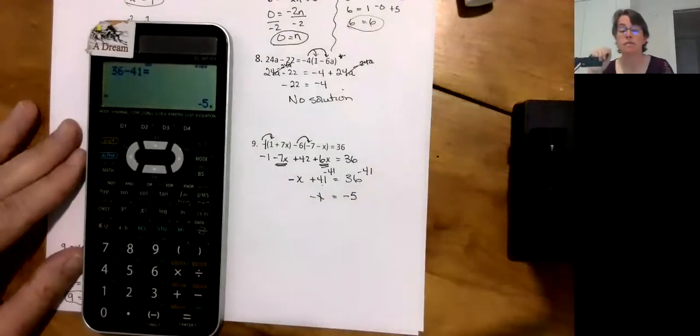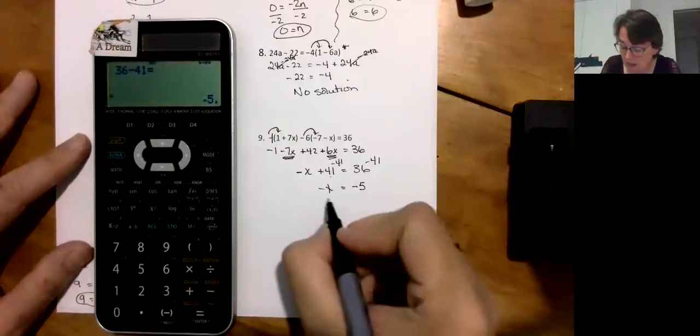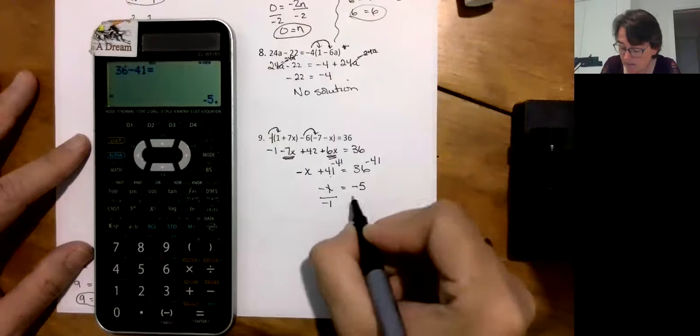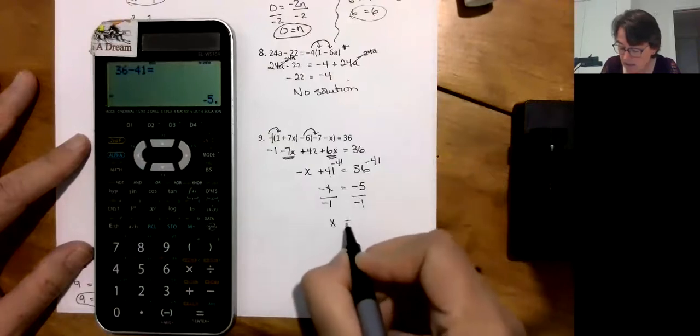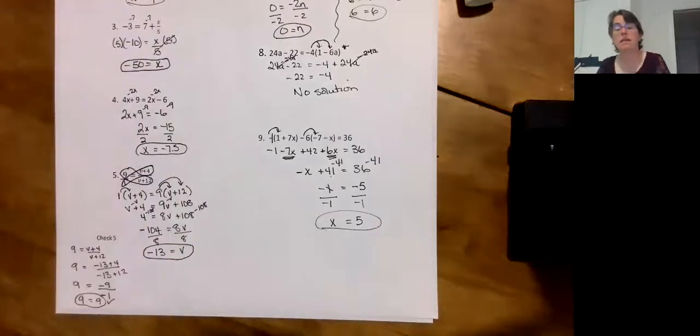Okay, now, really, really, really common mistake at this point. You can't have a negative x. You need to divide by negative 1. X is equal to 5. Boom. There is your answer.